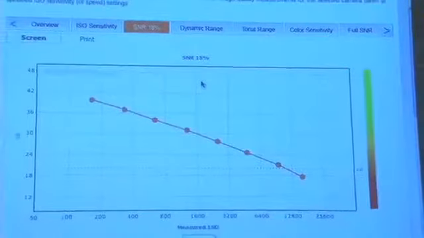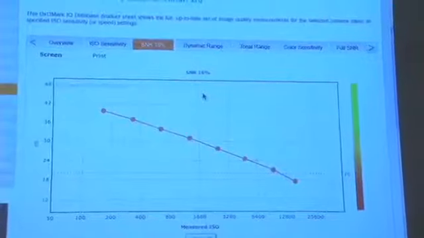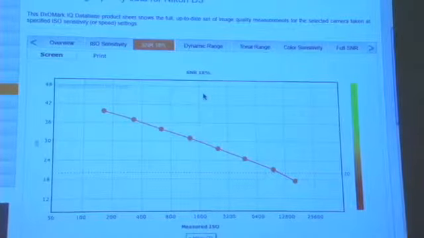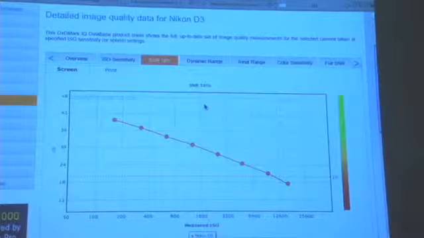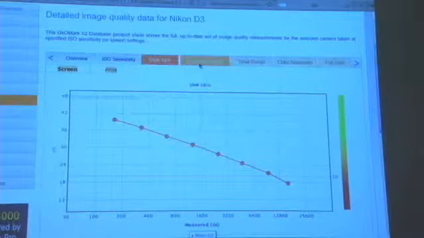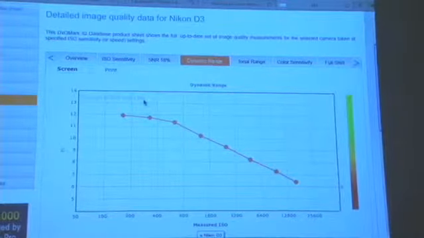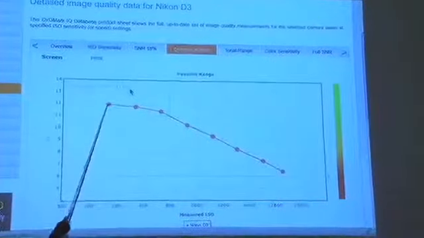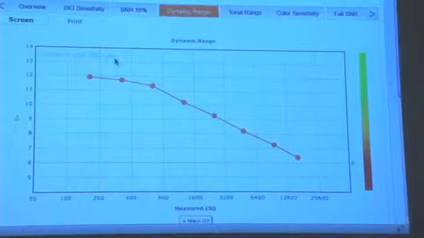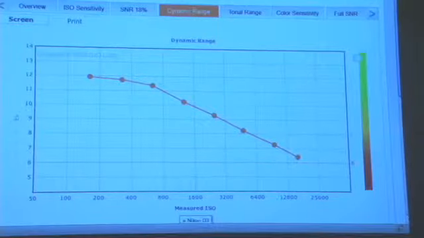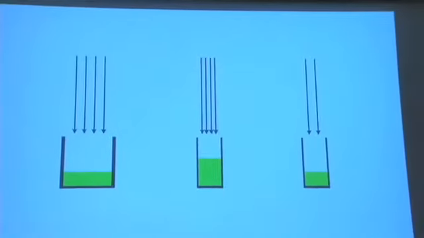And one of the things that we also see is a signal to noise ratio at various ISO levels. You'll see that there's a downward slope here, and I'll describe that probably not today, but in the next lecture. This is something that's very, very important to us, and the dynamic range as well. So we can see that this particular camera, which is an expensive Nikon camera, does have just about 12 stops of dynamic range.